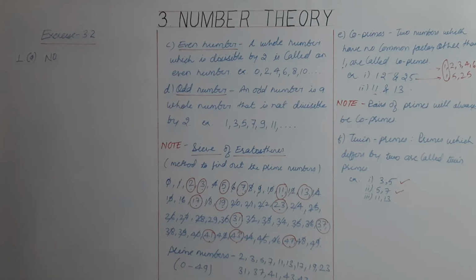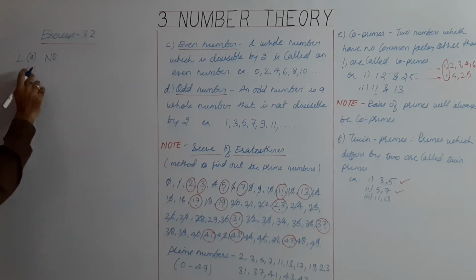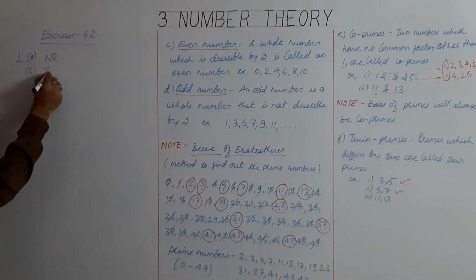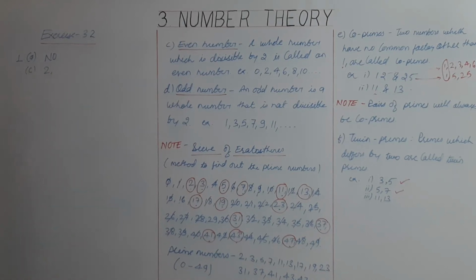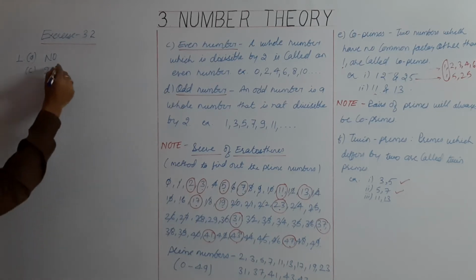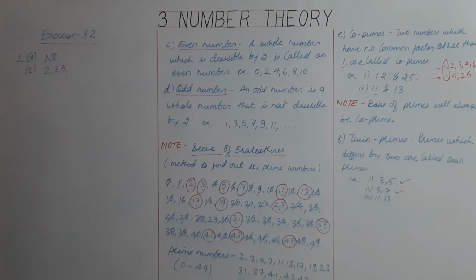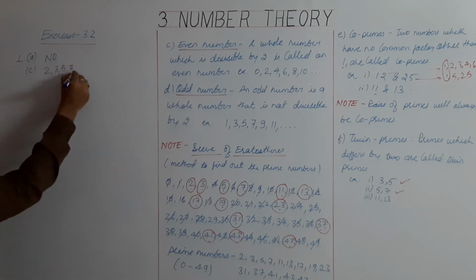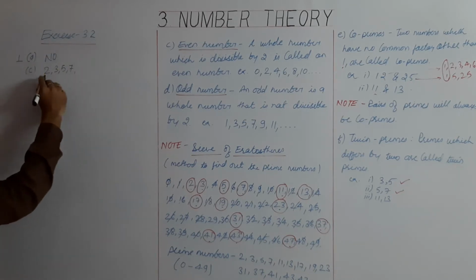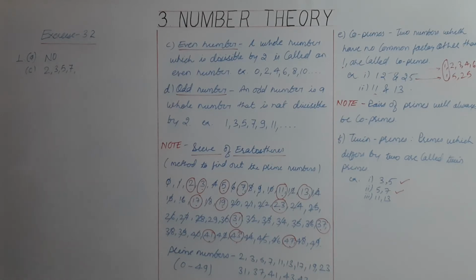Part C. Give examples of 3 natural numbers having just 2 factors. So the first number is 2, then 3, next number 5, and next number is 7. So all these numbers are the answer. For 2, 3, 5 and 7, the next number is 11. All these numbers have just 2 factors.